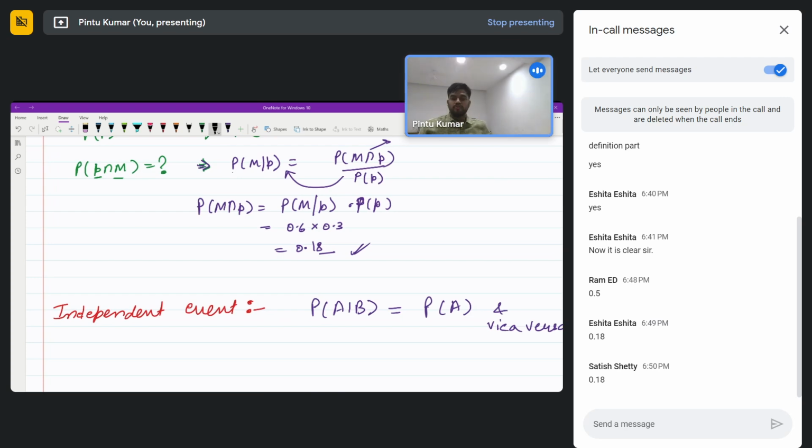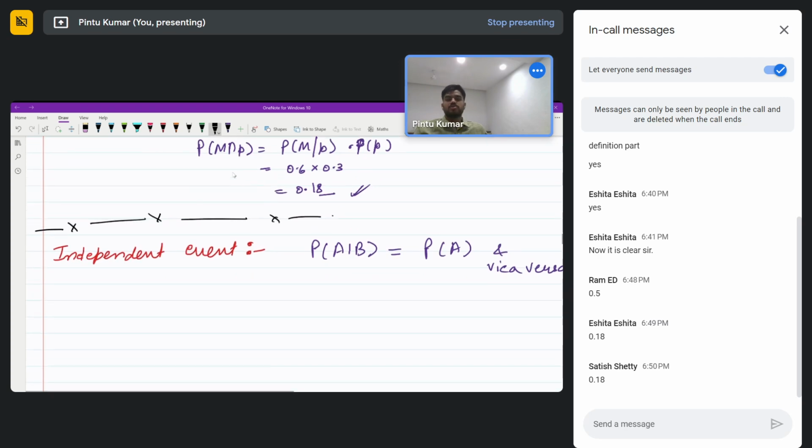So yeah, let's move to the next topic, something known as independent events. You call two events A and B independent of each other if the occurrence of one event does not impact the probability of the other event.